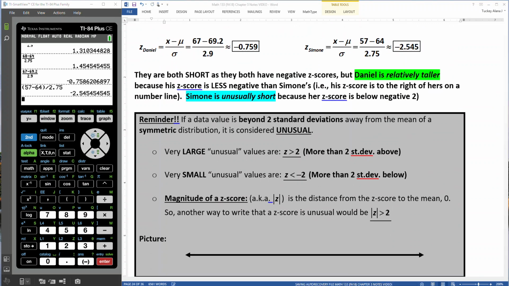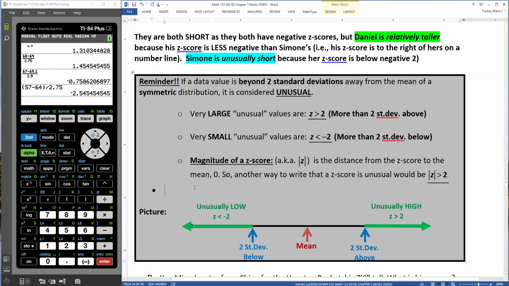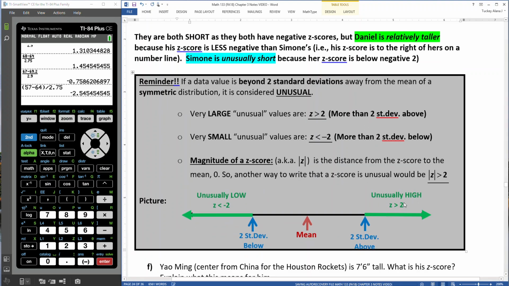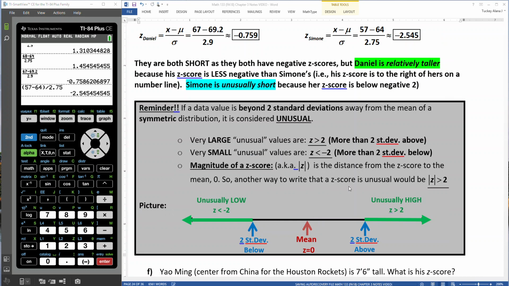So let me just draw you a picture real quick. It's coming in. There you have it. So z greater than 2 over here, z less than negative 2 over here. The absolute value is greater than 2 for both sides, right? Because you're farther than 2 away from the mean. The mean is at the center. The z-score is 0 at the center. And then if you're farther than 2 away from that, then you're unusual. And there we have it.